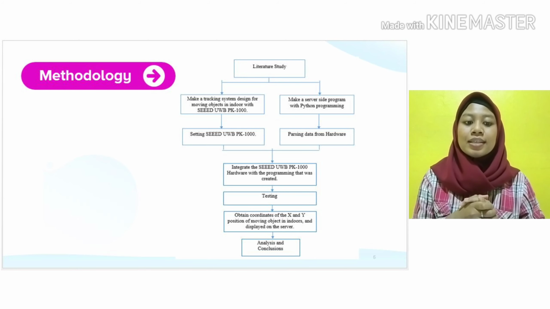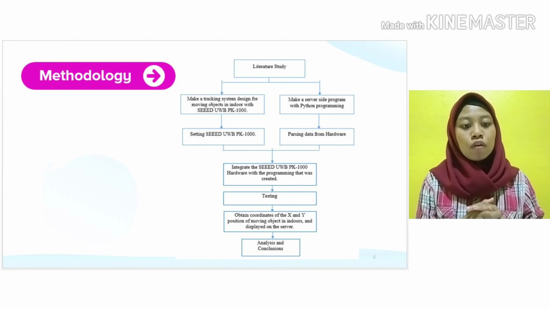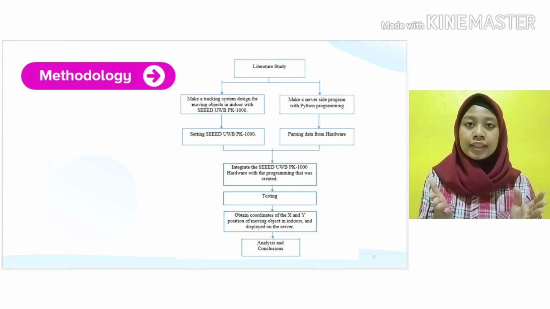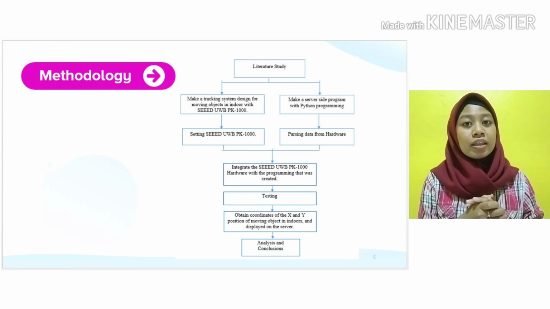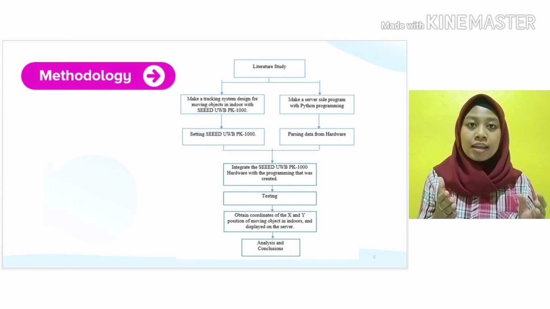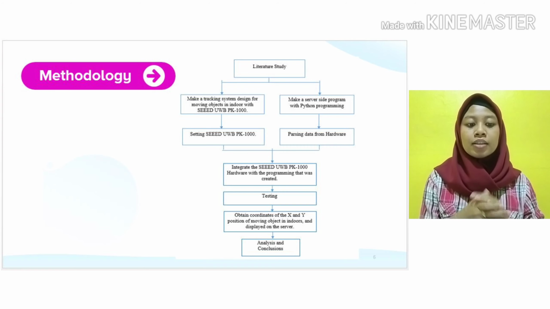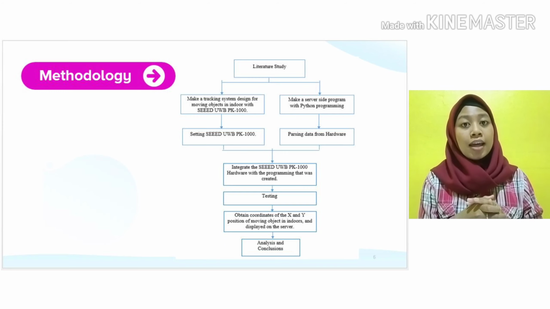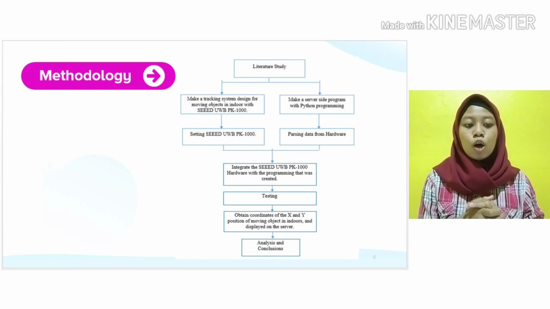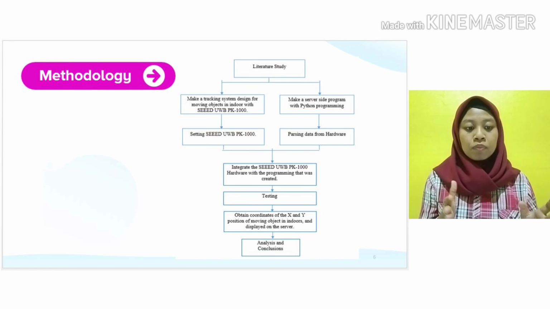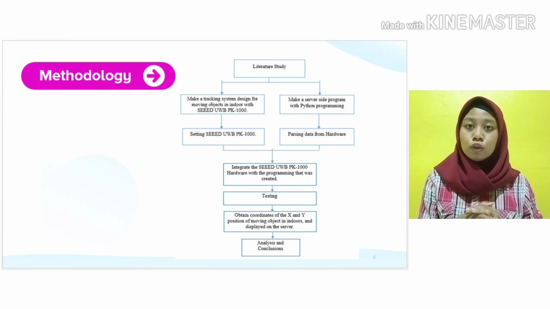Methodology. Literature study. Make a tracking system design for moving objects indoors with SIT UWB PK1000. Next, make a server-side program with Python programming. And then setting hardware. Next, parsing data from hardware. Next, integrate the hardware with the programming that was created. And then testing. So obtain the X and Y coordinates of the position of the moving object indoors and display them on the server. And the last, analysis and conclusion.